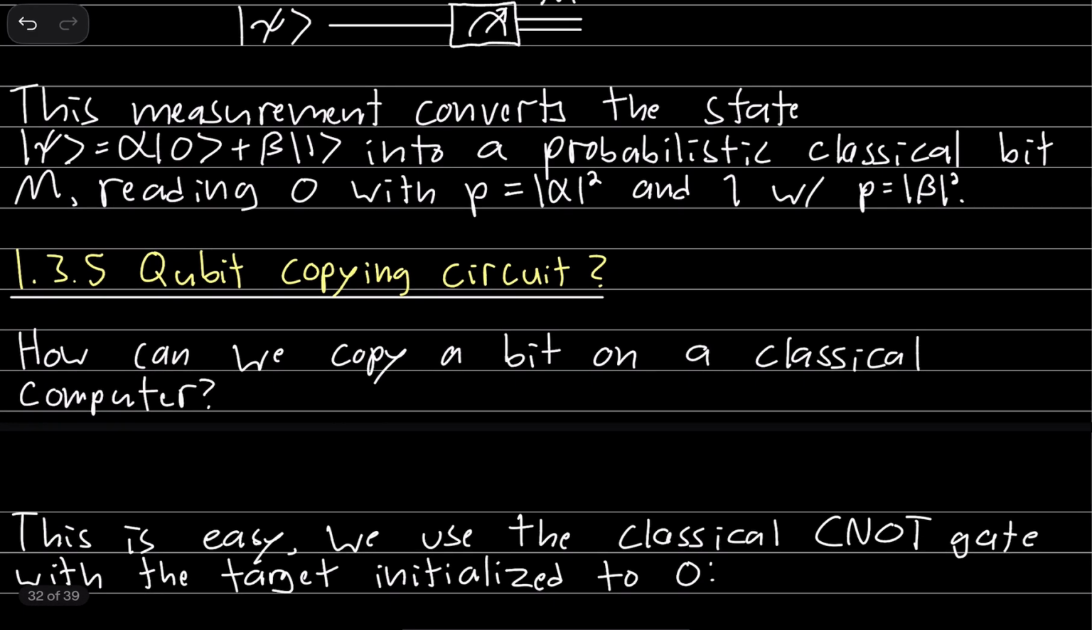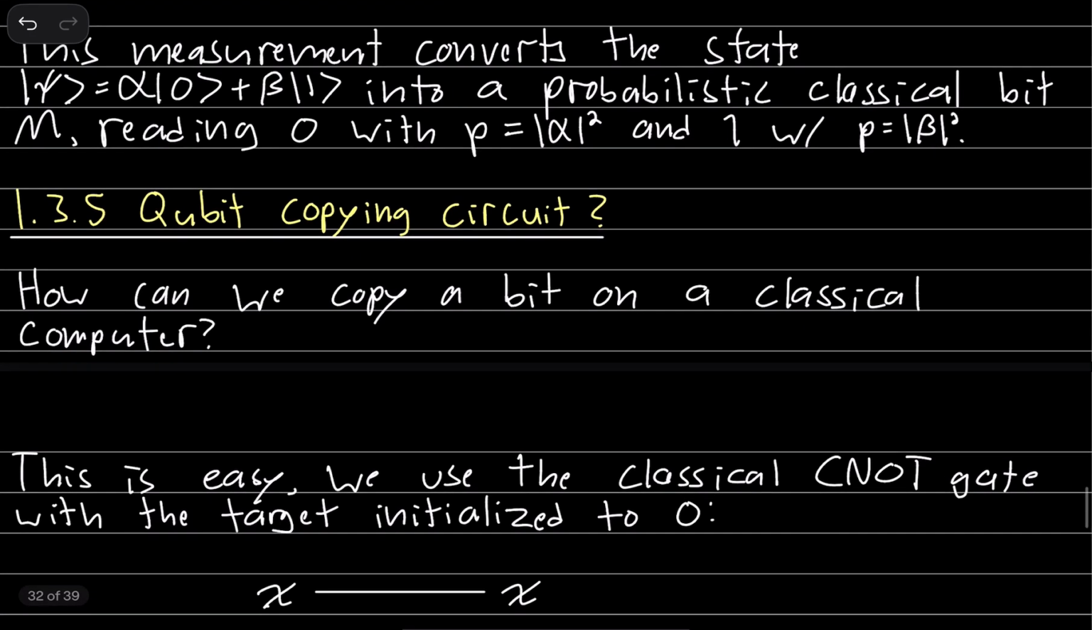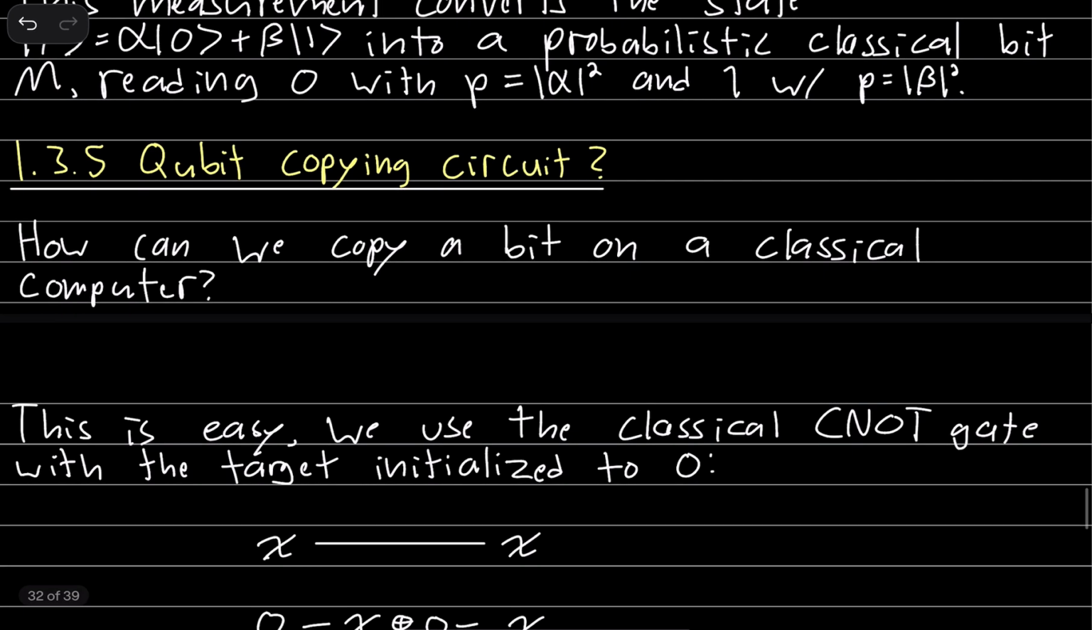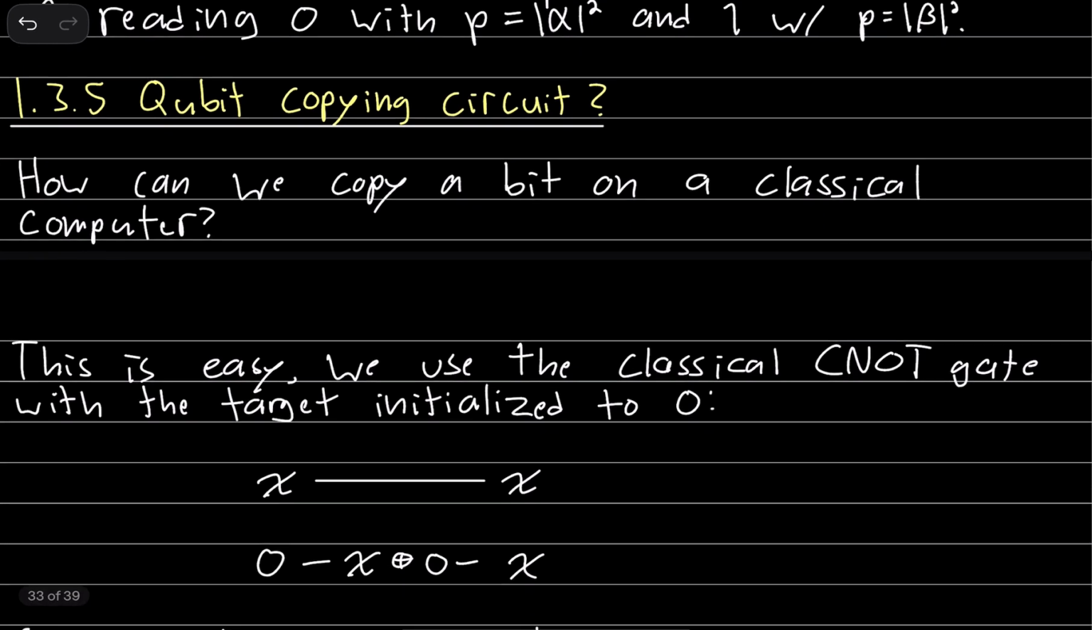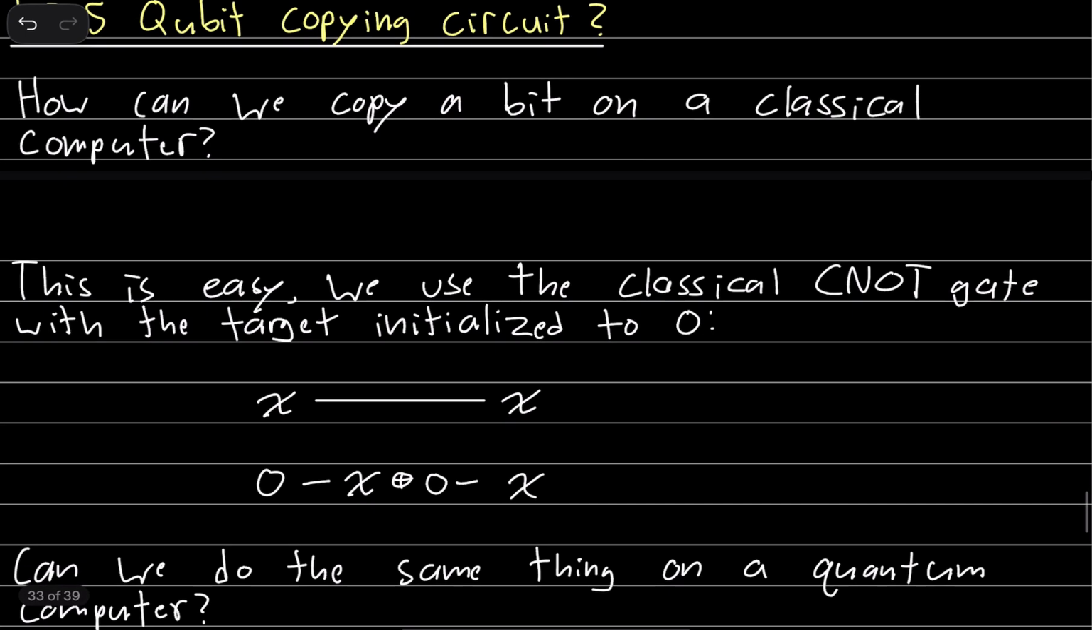Let's see if we can come up with a circuit that copies a quantum state. We'll start by figuring out how to do this on a classical computer. How can we copy a bit on a classical computer? Well, this is very easy. We can just use the classical analog of the CNOT gate, where the target bit is just initialized to 0. You can think of it as a template that we're going to draw on.